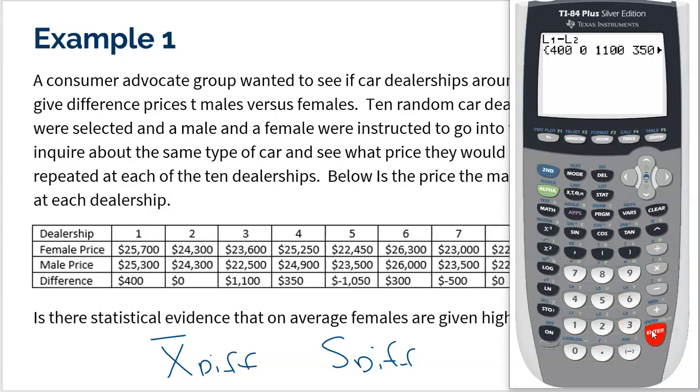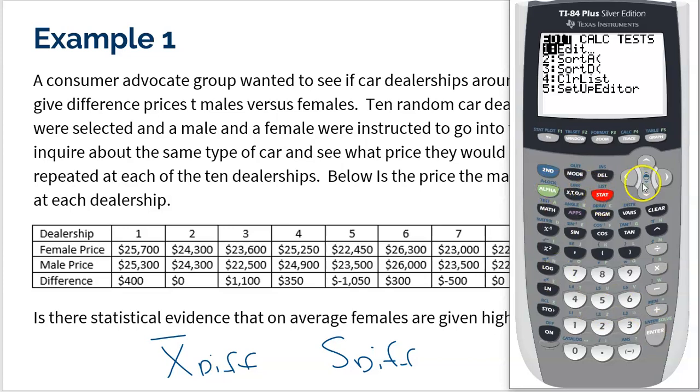And as long as you type them in correctly where they're all matched up, it'll get you the differences for you. And then you can actually just hit store, which is the button right above on, and store that as list 3, and it'll put all those differences into list 3 for you. So again, you could create that list of differences on your own, just put it in the list, or you could have the calculator do it for you.